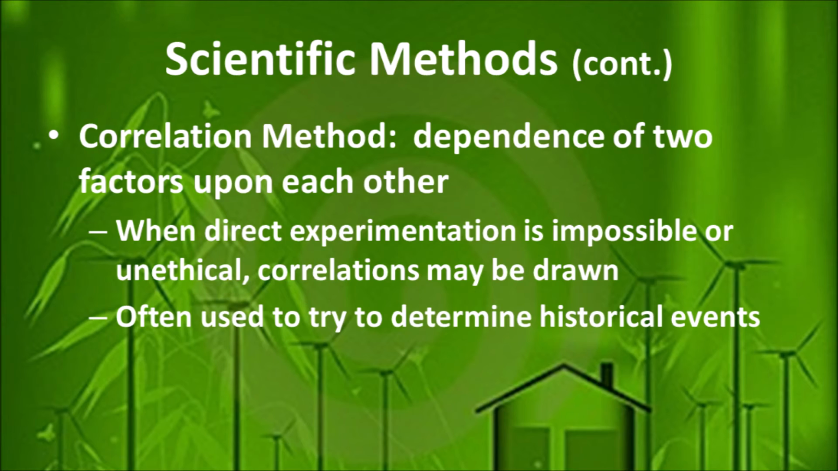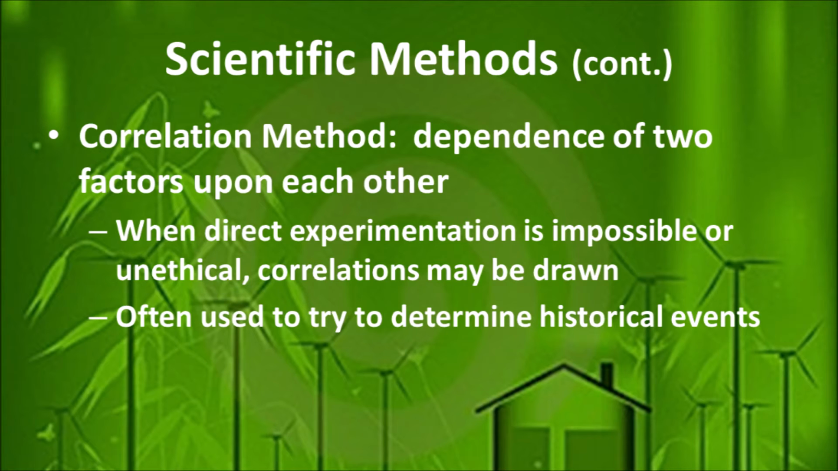The Germans during the Holocaust did a lot of unethical experiments during that time. But as scientists, we don't feel as though that is a correct way of doing things. So when those types of events occur, we have to use a correlation method. Correlation is simply the dependence of two factors upon each other. So when direct experimentation is impossible or unethical, we may be able to draw conclusions based on correlations. And this is often, as I mentioned, used to determine historical events.